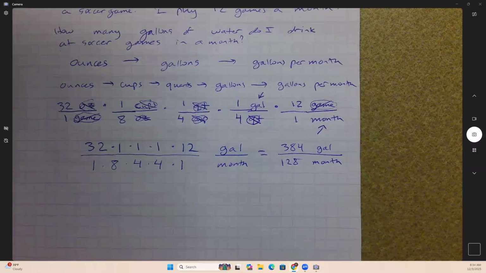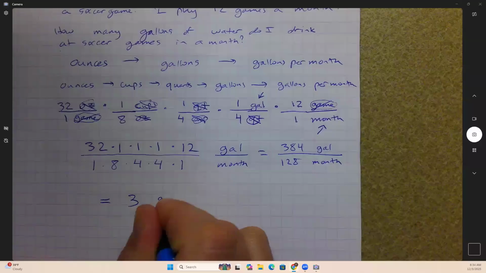384 gallons every 128 months. That's weird, but we can cancel those again with our calculator. 384 divided by 128 is 3 gallons per month.